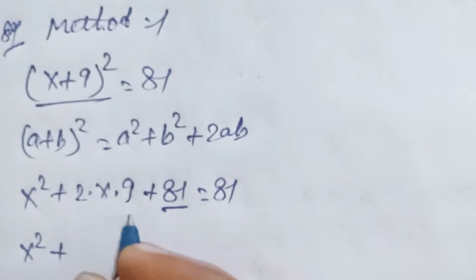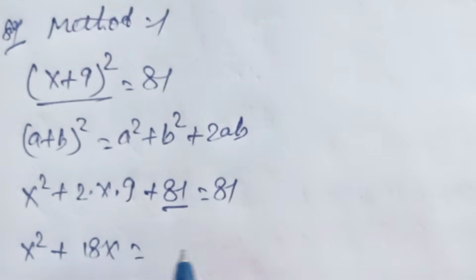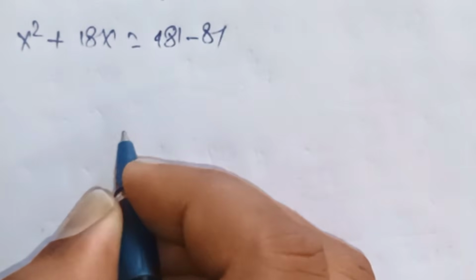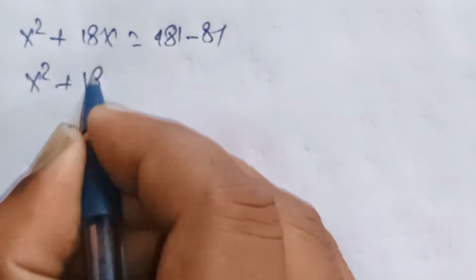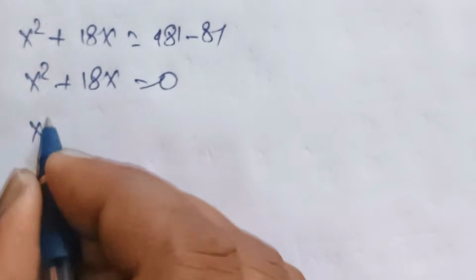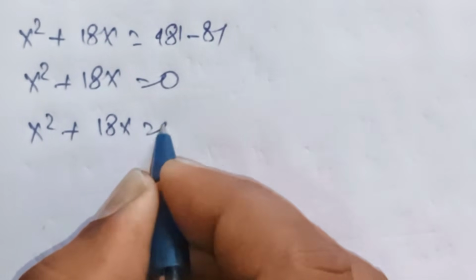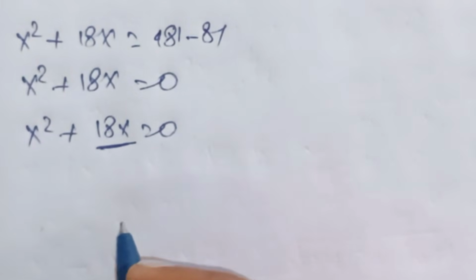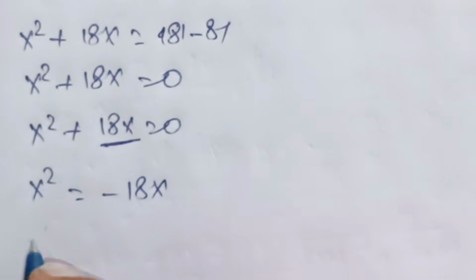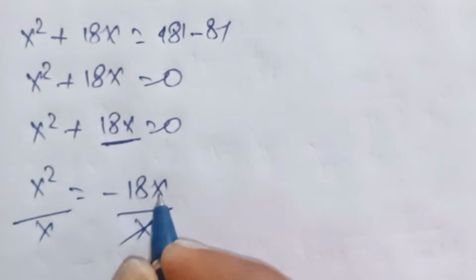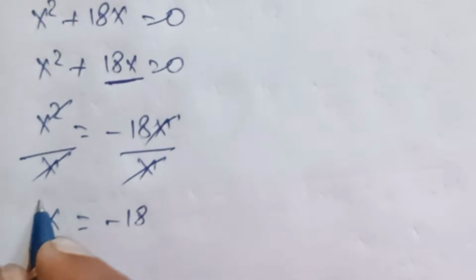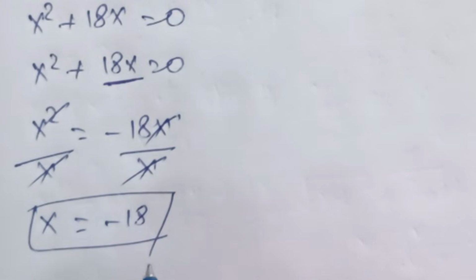x square plus 18x is equal to 81 minus 81. Therefore, x square plus 18x is equal to 0. After that, this 18x comes to this side: x square is equal to minus 18x. Both sides divided by x. Here x cancels. Therefore, x is equal to minus 18. Here the x value is minus 18.